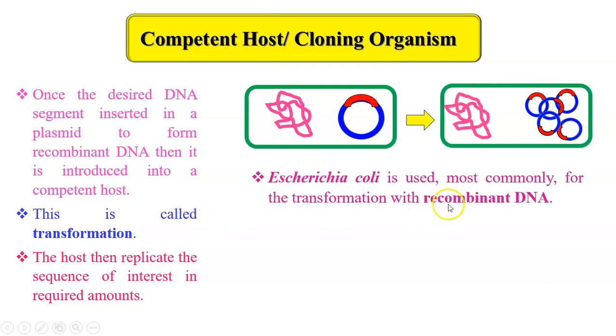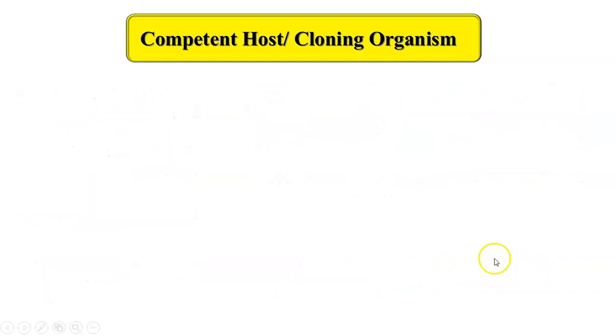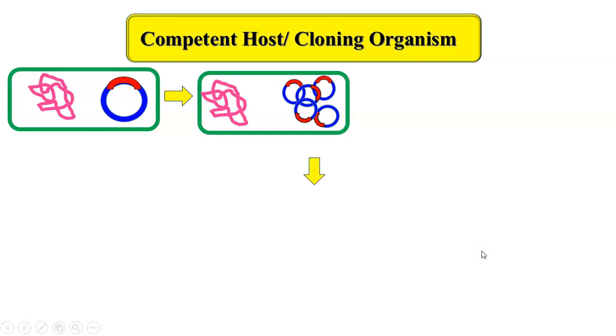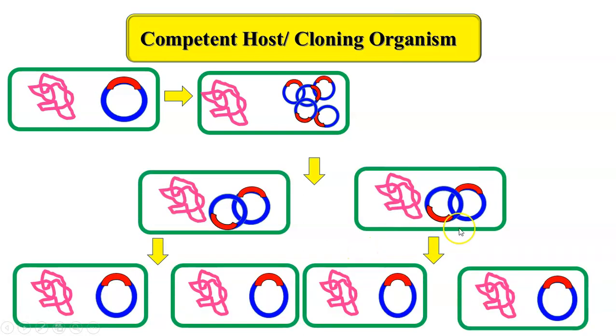E. coli is used most commonly for the transformation with recombinant DNA. But other competent hosts are also available, such as Bacillus, Haemophilus, Helicobacter pylori, Agrobacterium tumefaciens. Here we can see the process, how the competent host cell goes on producing multiple copies, and we get amplification of the recombinant DNA.